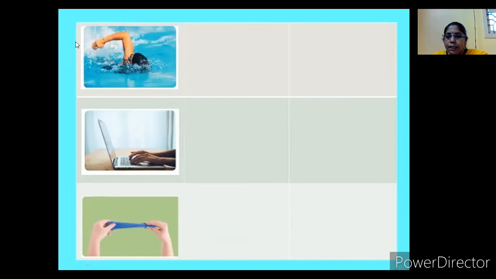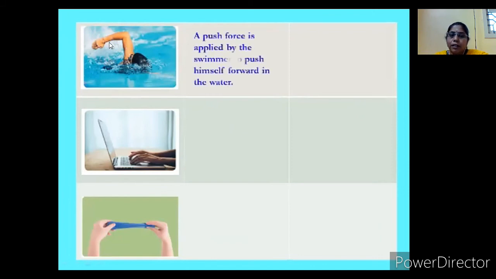A man is swimming. A push force is applied by the swimmer to push himself forward in the water. Effect: the swimmer moves forward.